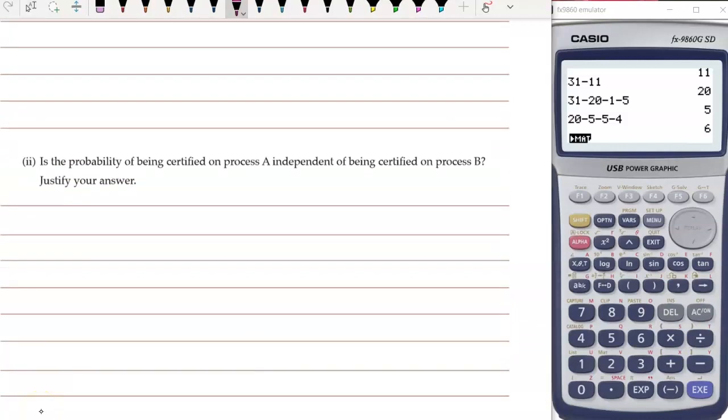For part 2, we're testing for independence. For that to be true, we're checking if the probability of A times the probability of B is equal to the probability of A and B. That's what we're testing for. Okay, so if that is true, then the things are independent.